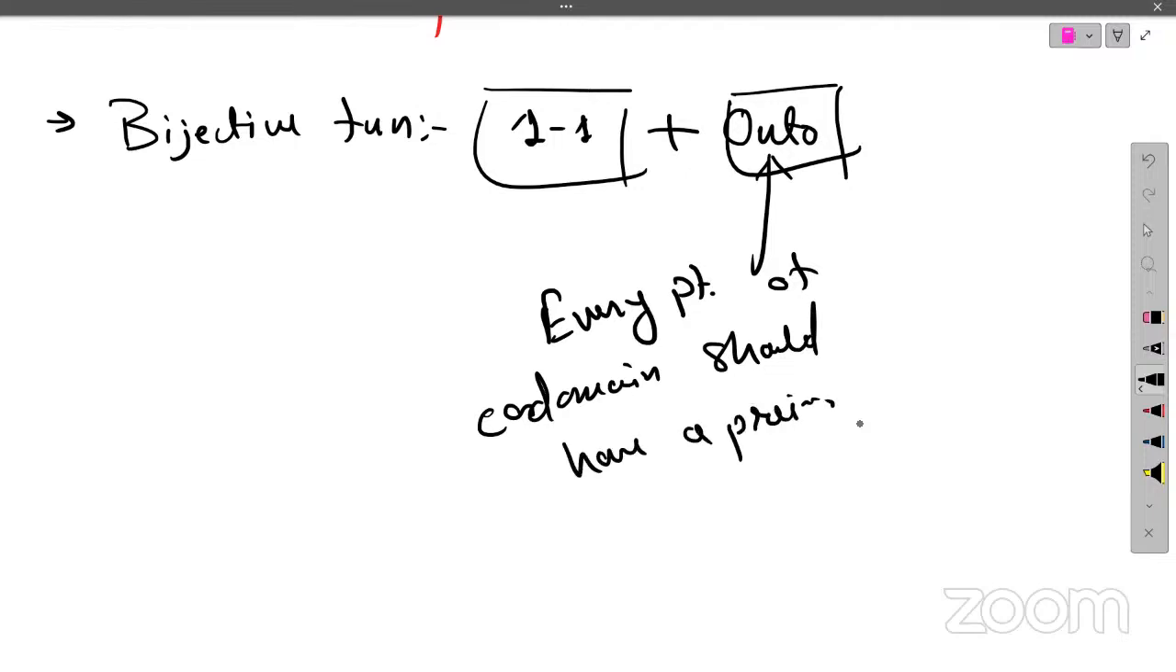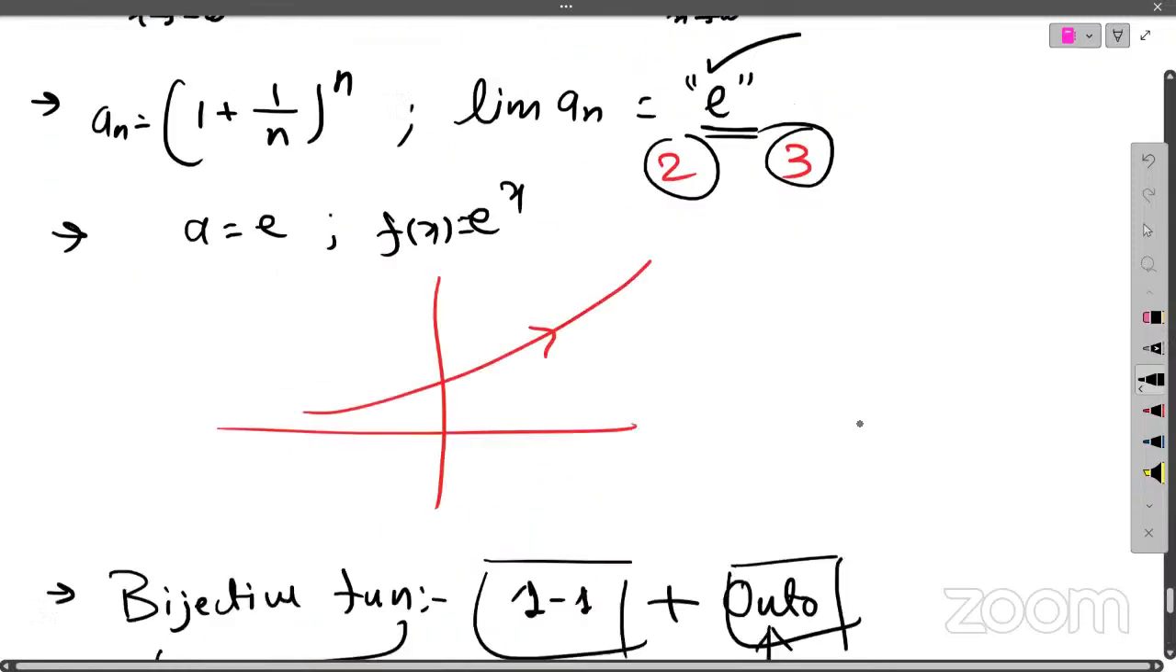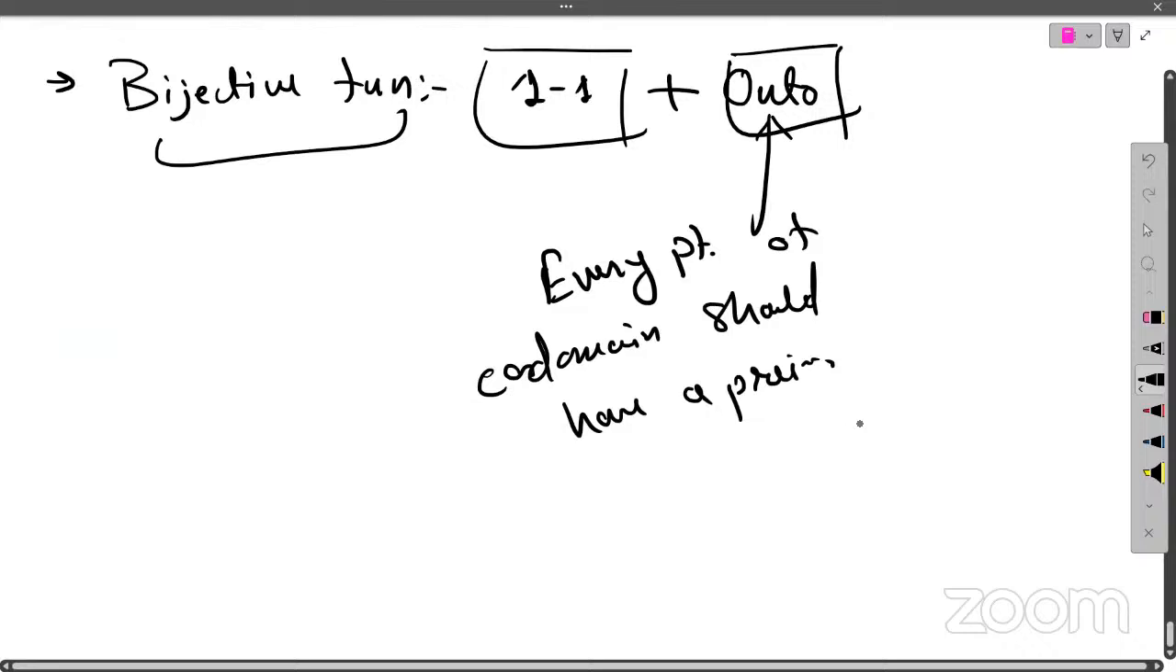Right? So that's the meaning of onto. And if you merge these two conditions, that function is known to be a bijective function. Okay, and only a bijective function will possess the inverse. So if a function is bijective, then it will have a function known as the inverse of that function, which satisfies the composite being equal to x. Okay, so that's the inverse definition.